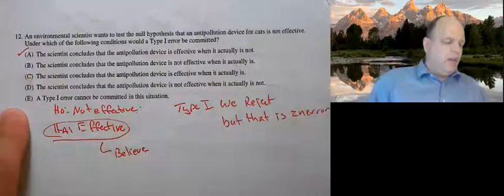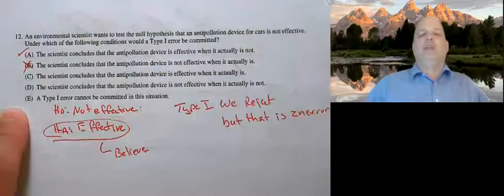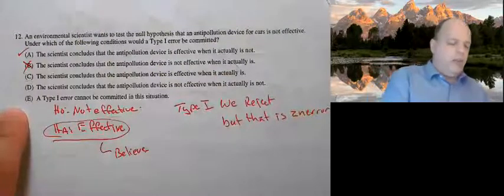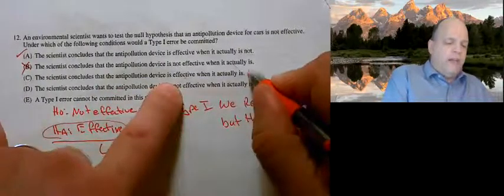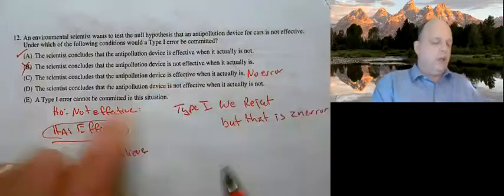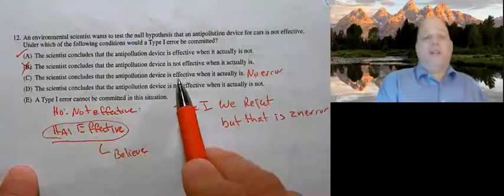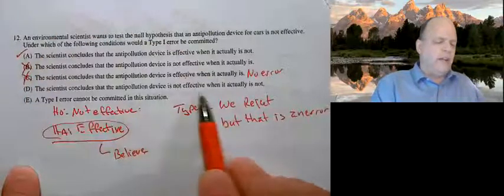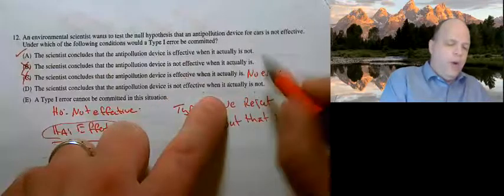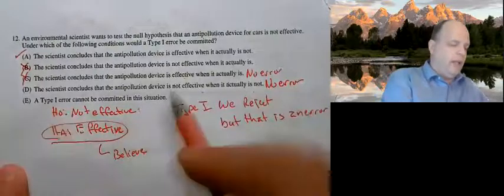Letter B, the scientist concludes that the anti-pollution device is not effective. No, they concluded that it was effective, so that's false. The scientist concludes the anti-pollution device is effective when it actually is. Concluding that it's effective when it actually is, there's no error there. So this doesn't have an error. An error would be concluding that it is effective when it wasn't, so that's not wrong. This is, hey, we conclude it's effective when it actually is. No error. The scientist concludes the anti-pollution device is not effective when it's not. Once again, no error. A type 1 error cannot be committed in this situation.